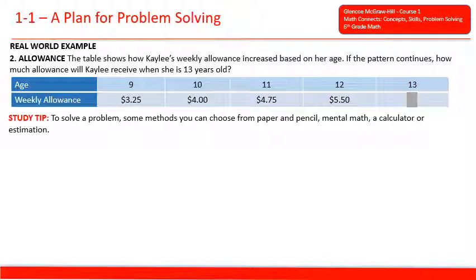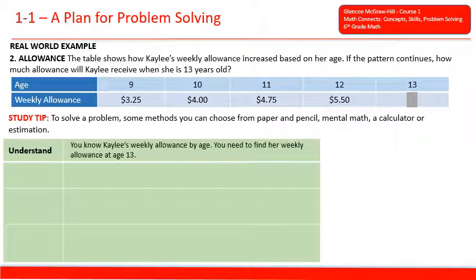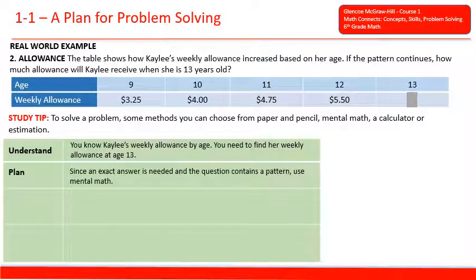To solve a problem, some methods you can choose from: paper and pencil, mental math, a calculator, or estimation. Understand, you know Kaylee's weekly allowance by age. You need to find her weekly allowance at age 13. So some of you may have already figured out what the pattern is every year, but let's go through this, okay? So to plan, since an exact answer is needed and the question contains a pattern, use mental math.